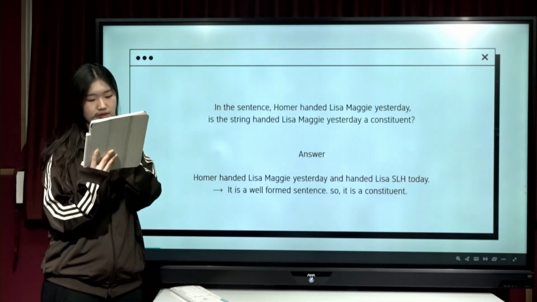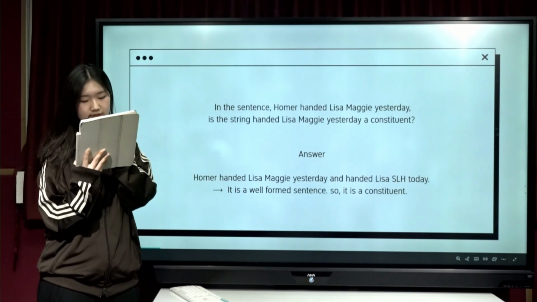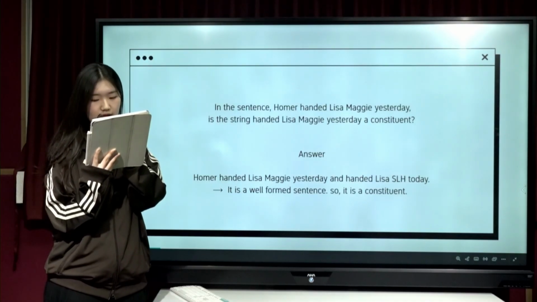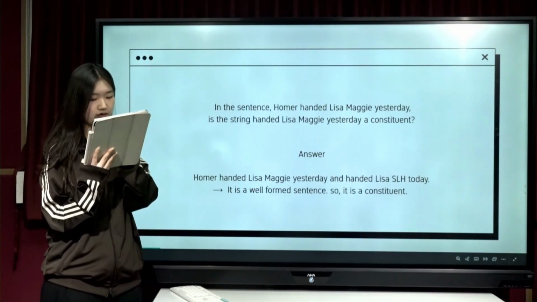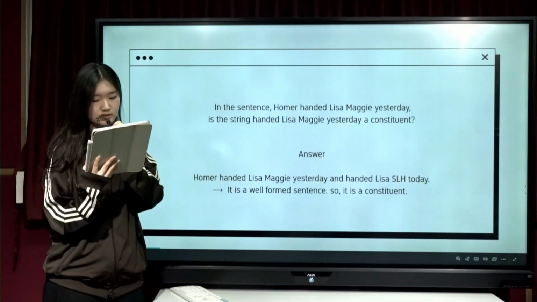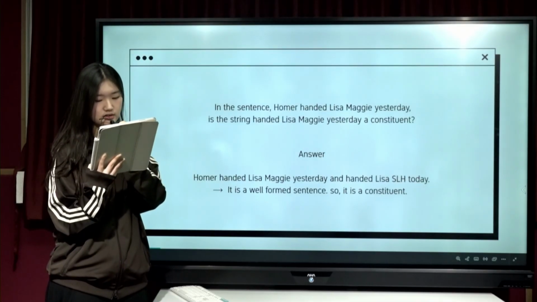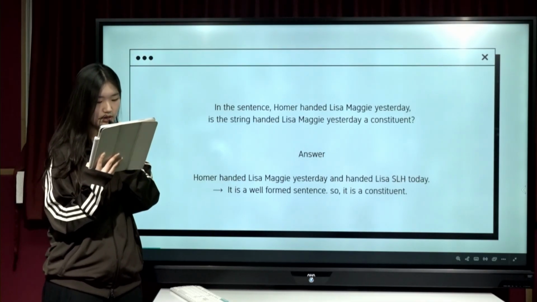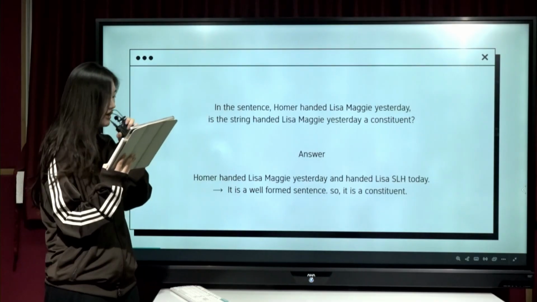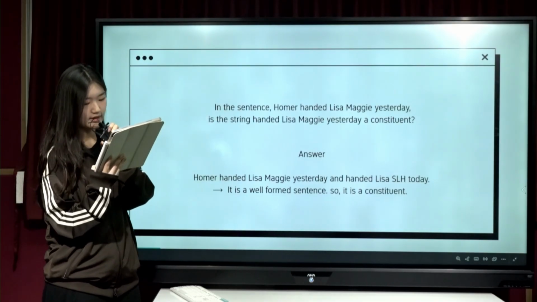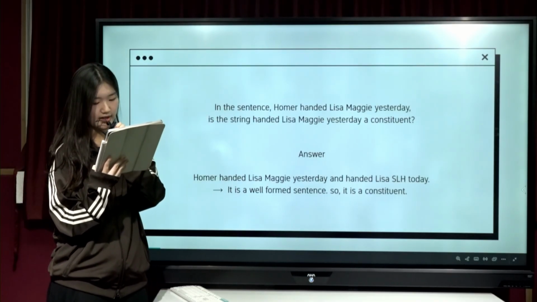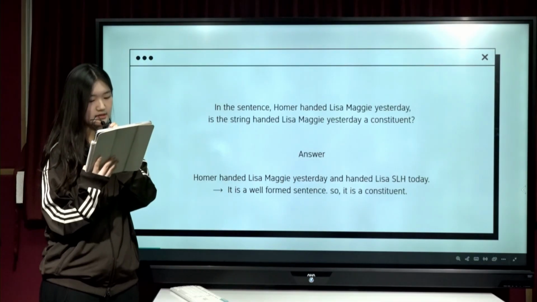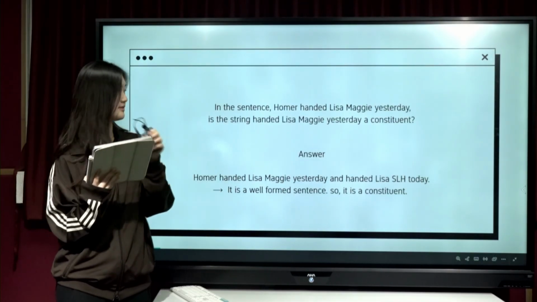And last question: in the sentence Homer handed Lisa Maggie yesterday, is the string handed Lisa Maggie yesterday a constituent? We can test by constructing a sentence in which the string in question is conjoined with another one, like Homer handed Lisa Maggie yesterday and handed Lisa SLH today. It is a well-formed sentence, so it is a constituent.